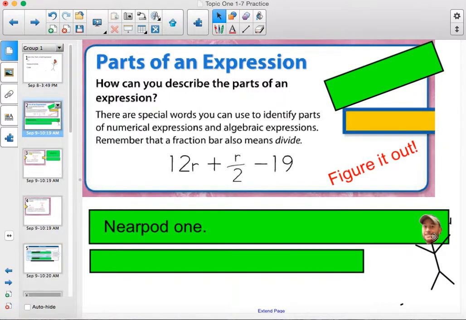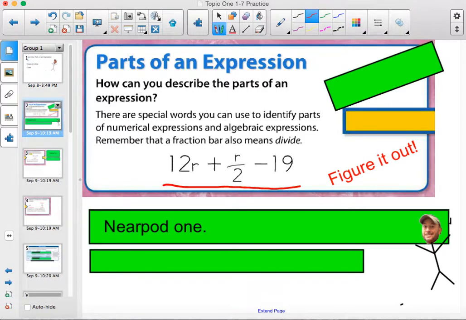We should always figure out what our expression is talking about. So the very first thing you do when you see an expression such as this is take a look at it and try to figure out what you're dealing with. In this situation, you can see that you have 12r plus r divided by 2, and then subtraction of 19. So we have some numbers, some variables, some operations in there. Right now you might even be thinking about order of operations.